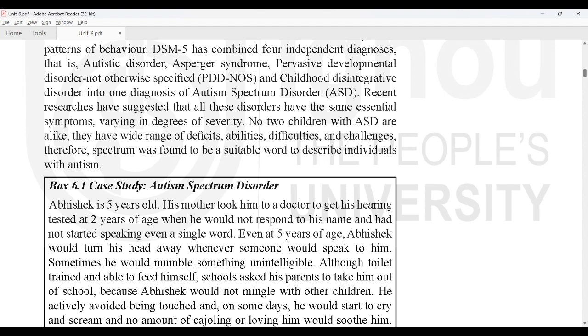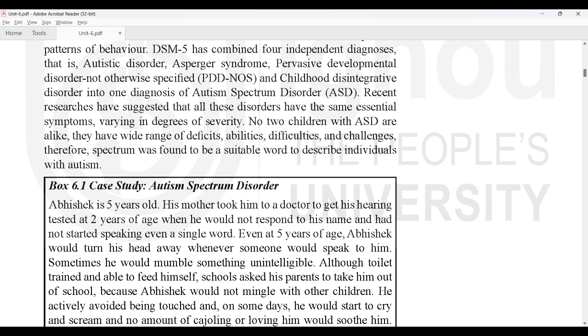Box 6.1. Case study, Autism Spectrum Disorder. Abhishek is 5 years old. His mother took him to a doctor to get his hearing tested at 2 years of age when he would not respond to his name and had not started speaking even a single word. Even at 5 years of age, Abhishek would turn his head away whenever someone would speak to him. Sometimes he would mumble something unintelligible.